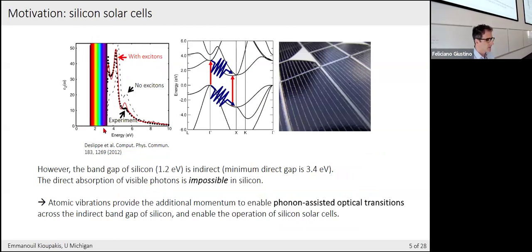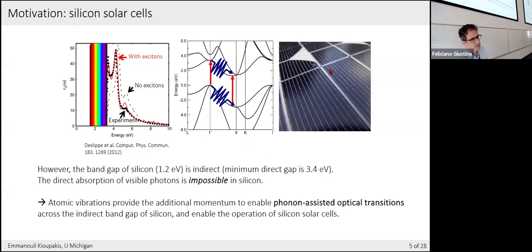All these photons are above the visible spectrum. Why? Because the minimum direct bandgap of silicon, the minimum energy you need for this vertical transition, is 3.4 electron volts at the gamma point of the Brillouin zone. However, silicon has an indirect bandgap of 1.2 eV. And so if you want to look at the absorption of visible photons with energy between 1.5 to 3 eV, that's the visible spectrum, it is impossible in silicon in a direct way. If you don't have phonons, silicon should have been transparent, right?